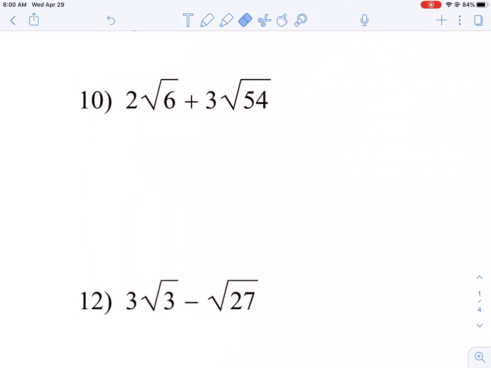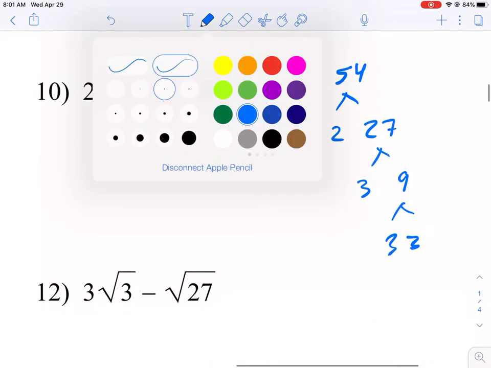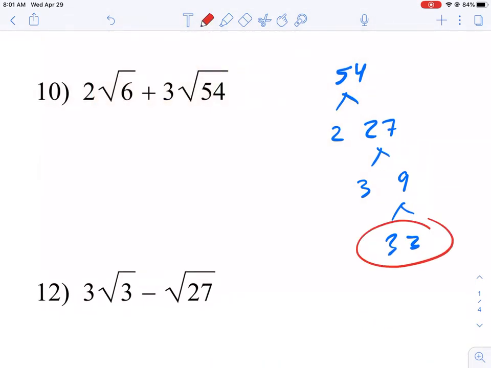Okay. So here we have 2 radical 6 plus 3 radical 54. We can't simplify radical 6. There's no perfect squares in it. There's just 2 prime numbers, no pairs. But 54 we can. It breaks down into 2 and 27. We can divide by 3. We get 9, 3, and 3. We're going to look for anywhere we have a pair. Here we have a pair. So 1, 3 is going to leave the radical, leave the house, and 3 and 2 are going to stay home.